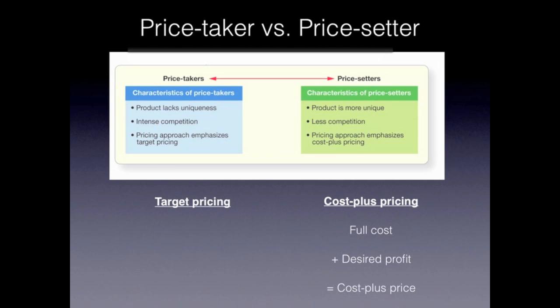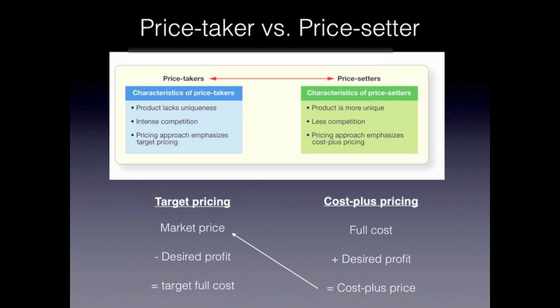If you are a price taker, you're going to use what's called target pricing. Now this is where the terminology comes in handy for you. If you're a price taker, you are now going to take the cost plus price from the price setter, which is also called the market price. And from that, you're going to subtract your desired profit to give you what's called your target full cost. So the cost plus price for the price setter, the higher the better. The target full cost for the price taker, the lower the better.